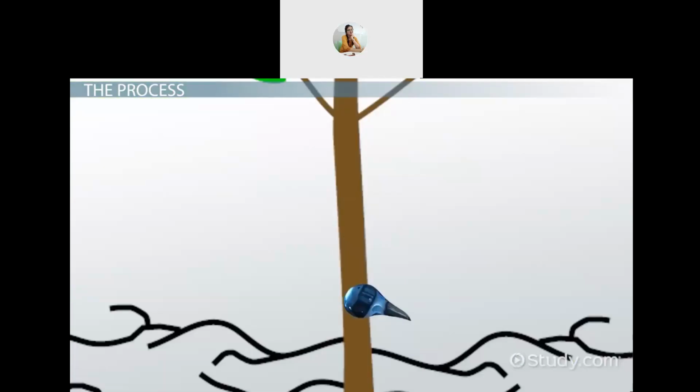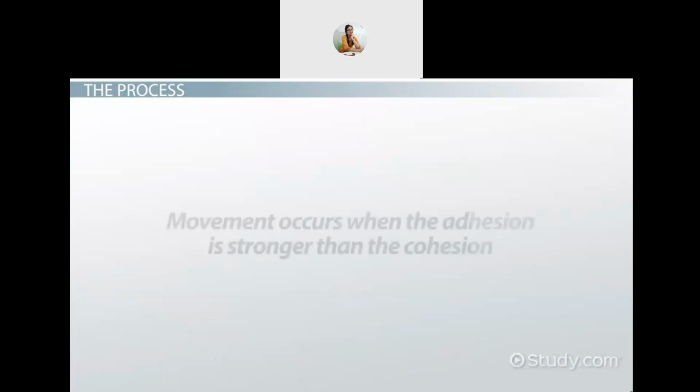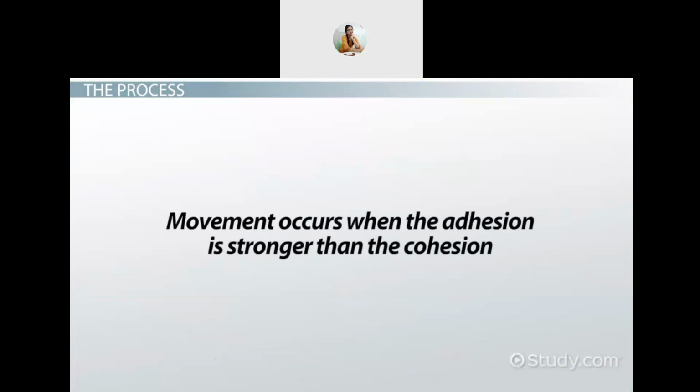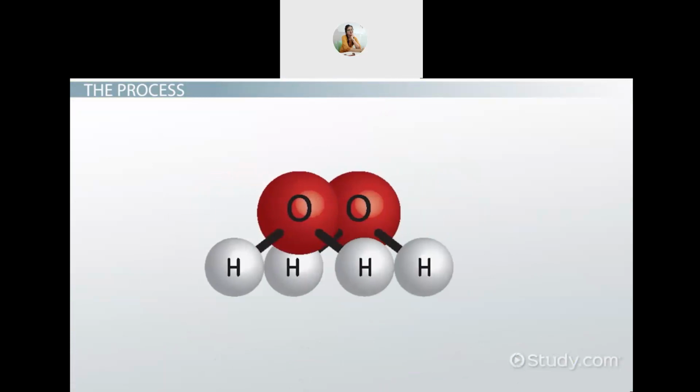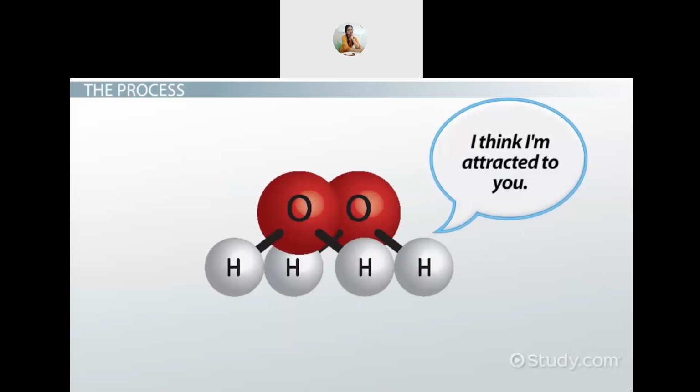As mentioned above, capillary action is the movement of the water through the plant. This movement occurs when the adhesion is stronger than the cohesion. Water molecules are naturally attracted to each other. This attraction comes from the temporary hydrogen bonds that they form.